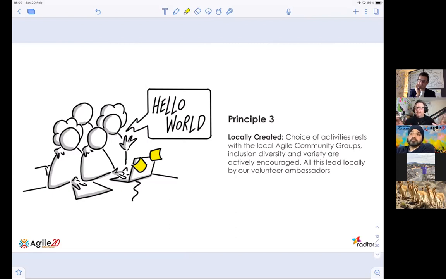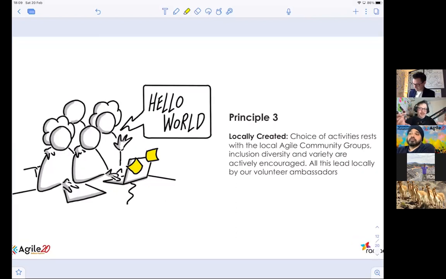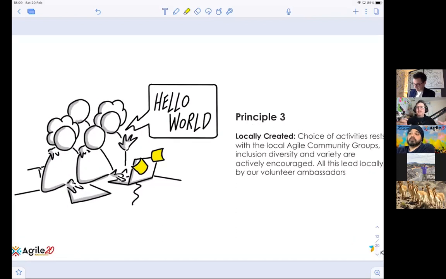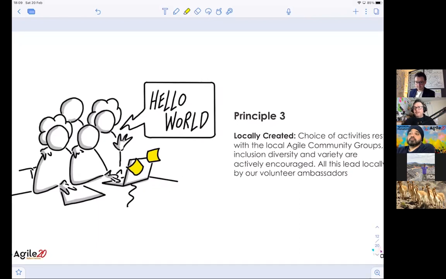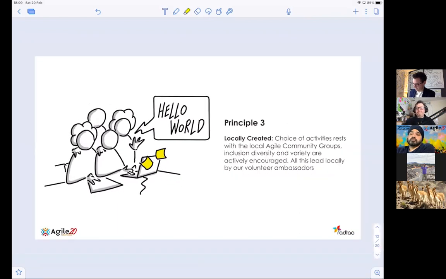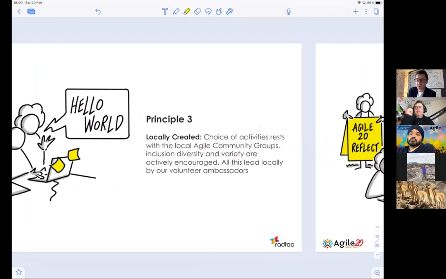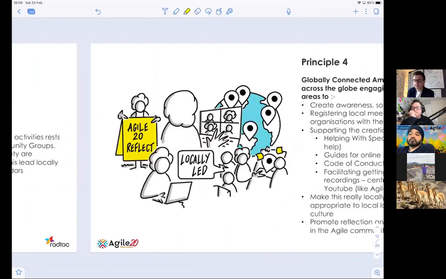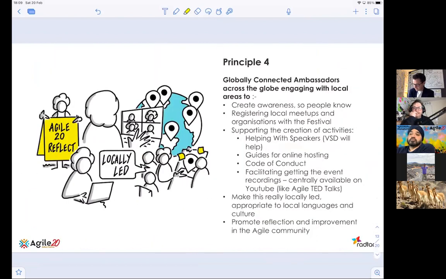Completely, and we'll talk about it a little bit, but this idea of money not being a barrier to participation, I think you've nailed here as well with local creation. Lovely. If anyone's off mute, feel free to do so as well.